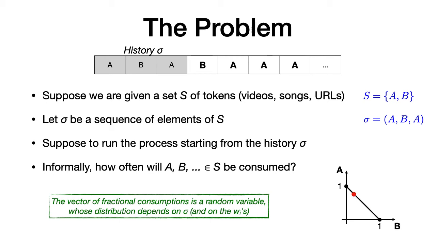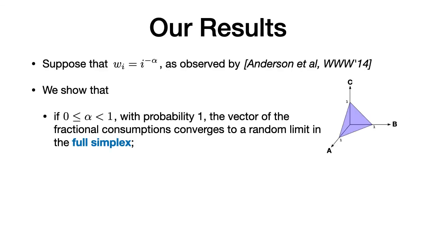If instead maybe the user downloaded lots of A's and few B's, then this vector of final consumptions will be tilted toward the A axis. So that's the problem we care about, and now let me tell you a little bit about our results.